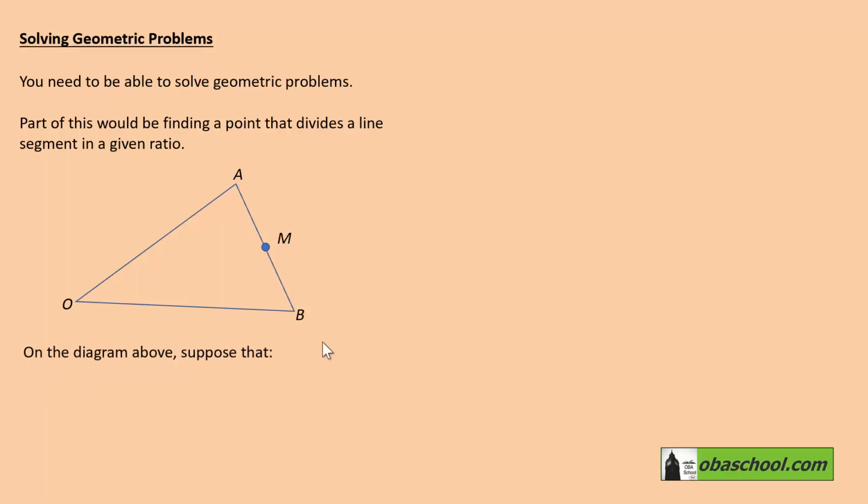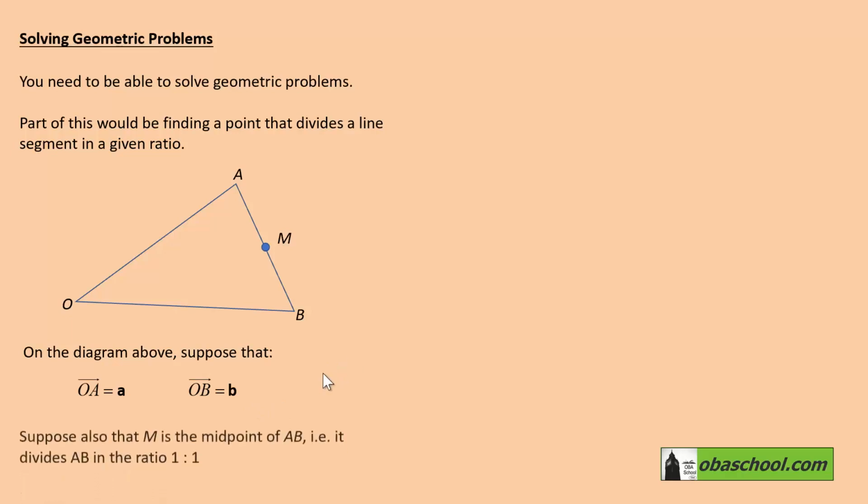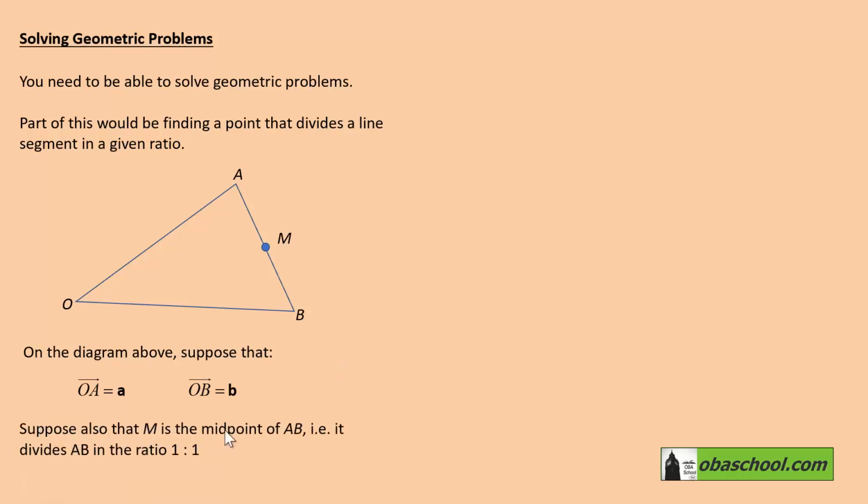On the diagram above, suppose that OA is represented by the vector A, and that OB is represented by the vector B. Suppose also that M is the midpoint of AB, i.e. it divides AB in the ratio 1 to 1. So that's one part either side of M, which would mean that M is exactly in the middle.